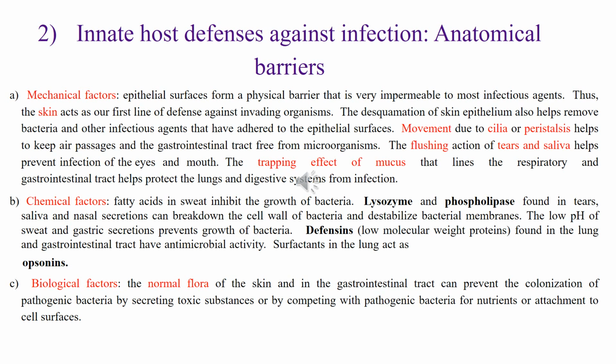The flushing action of tears and saliva helps to prevent infection of the eyes and mouth, and the trapping effect of the mucus that lines the respiratory and gastrointestinal tract helps to protect the lungs and the digestive system from infection. The hair that grows in the nostrils and the skin is also part of the mechanical barrier.